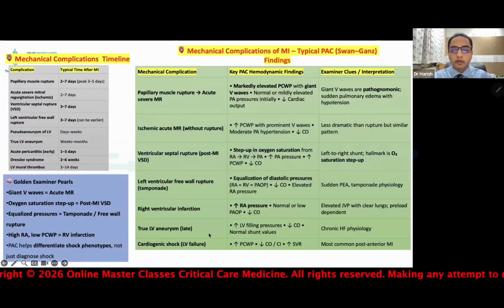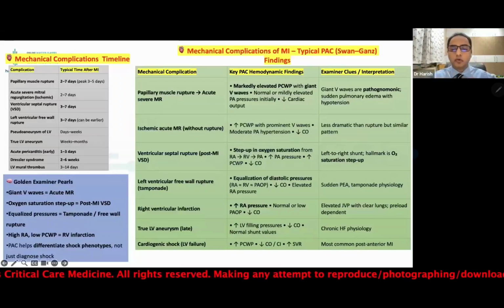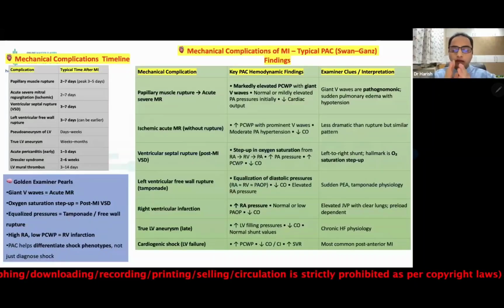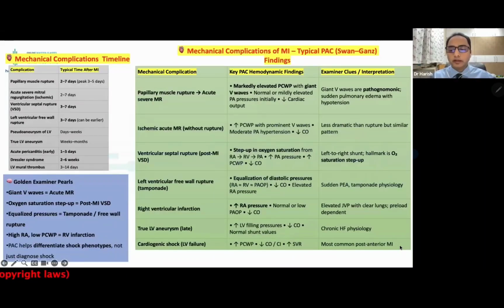True LV aneurysm, a late manifestation: increase in LV filling pressure, decrease in cardiac output. So normal shunt values, okay, and chronic heart failure physiology is going to be there. So cardiogenic shock, that is LV failure: increase in pulmonary artery occlusion pressure, decrease in cardiac output and cardiac index. As a compensatory mechanism, there is an increase in SVR. So the most common post anterior wall MI complication is cardiogenic shock.